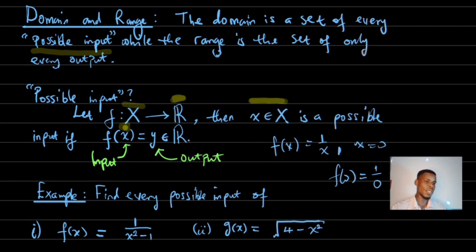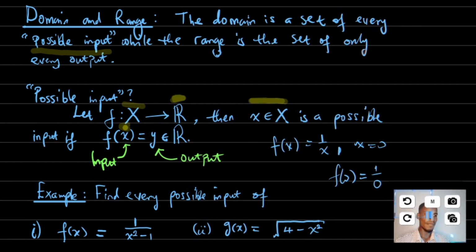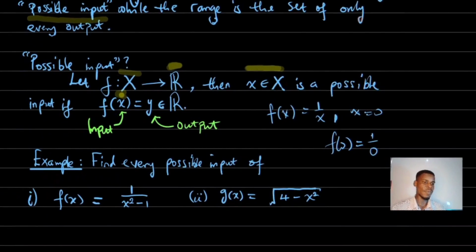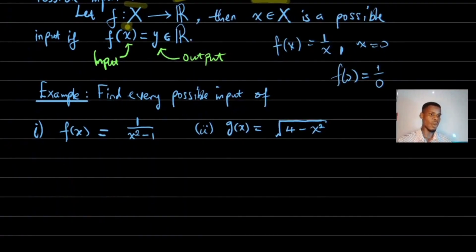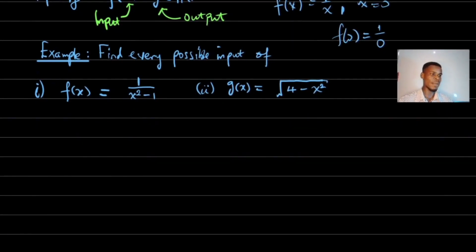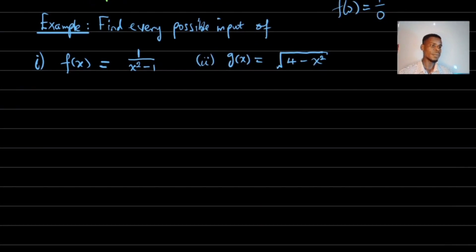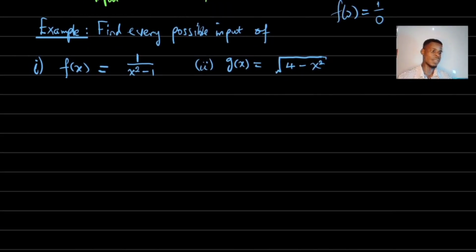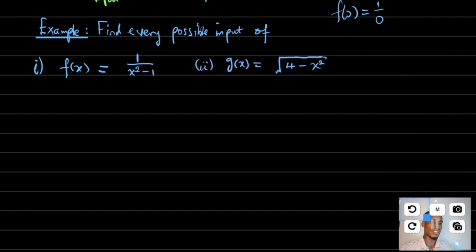So that's what we mean. That's an example of an input that is not possible, because we cannot divide by 0. But every other real number for 1 over x will make sense. So we have two examples here. The question demands us to find every possible input of these two functions.